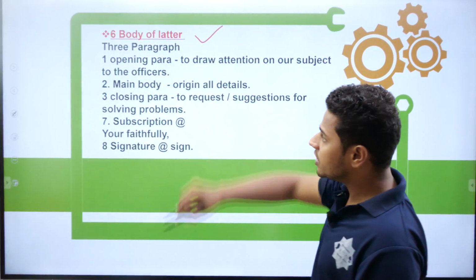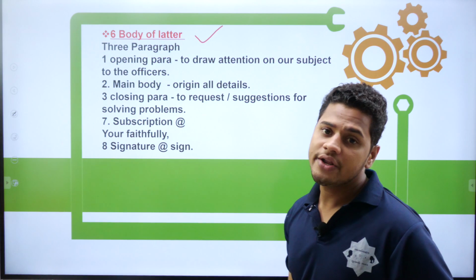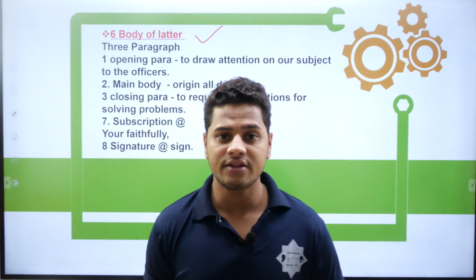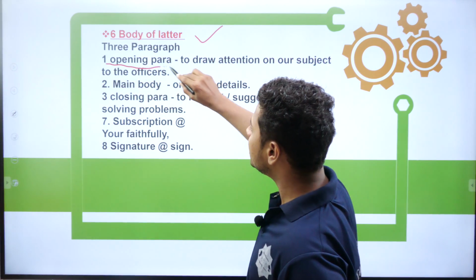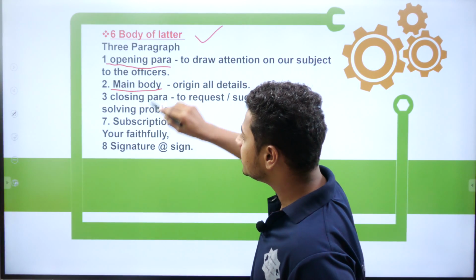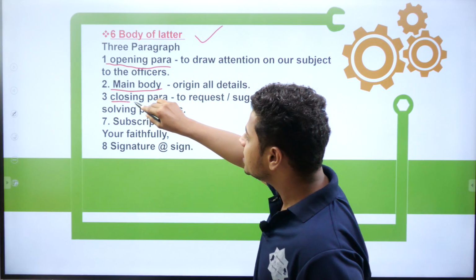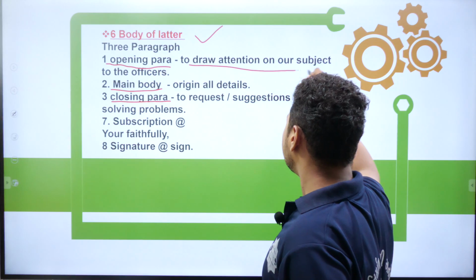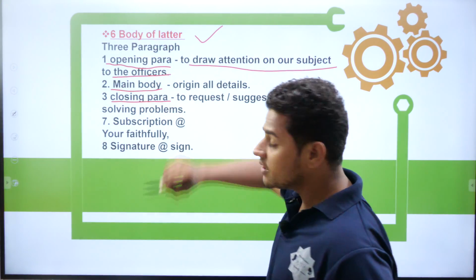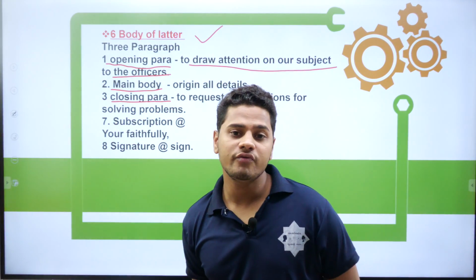Body of letter. We have divided the body of the letter into three parts. The first part is the opening para, the second is the main body, and the third is the closing para. The opening para is to draw the officer's attention to our subject, meaning the first para is where we start.